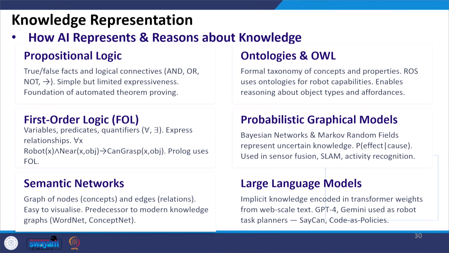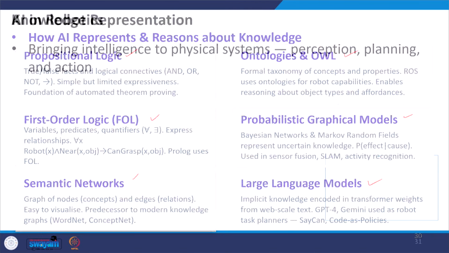Next is how do we represent knowledge, okay, how AI represents and reasons about knowledge. Okay. So, there are many ways of doing it. One is say propositional logic, and then we can do it through ontologies, okay, first order logic, probabilistic graphical models, semantic networks, and through the LLM. So, this way we could have the representation of the knowledge.